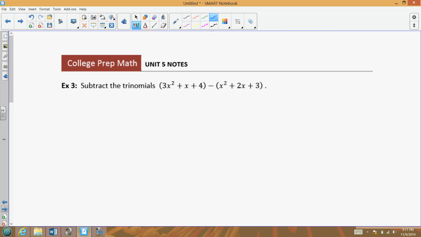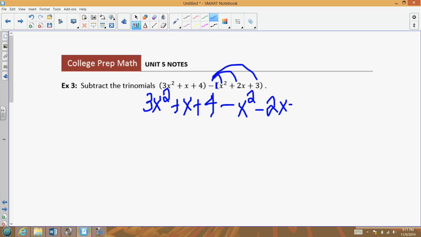So this is a subtracting one, which is really going to be the same thing as adding. The only difference is this first step. So for the first trinomial here, it's just going to be 3x squared plus x plus 4. But then this trinomial here, you have to distribute this negative. This negative is like having a negative 1 out in front. So what's going to happen is that all of the signs are really just going to switch.